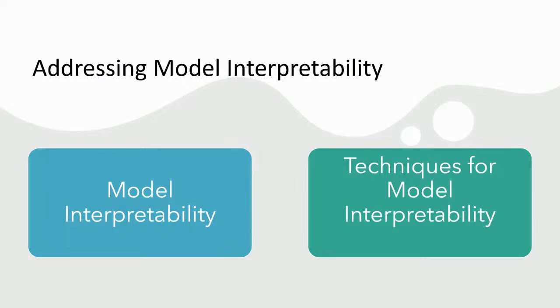Model interoperability refers to the ability to understand how the model is making its predictions or classifications. This is important for understanding the model's behavior, detecting biases, and building trust with the stakeholders. There are several techniques for model interoperability, such as feature importance and partial dependence plots.